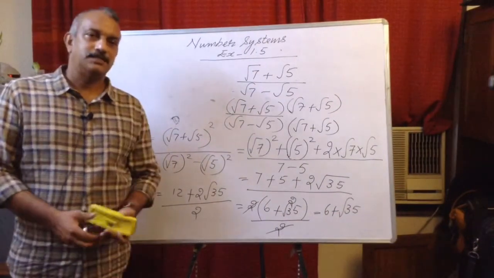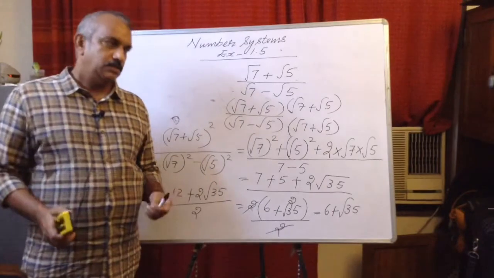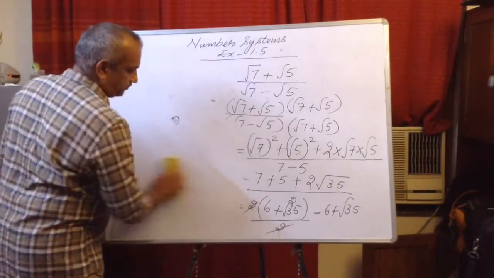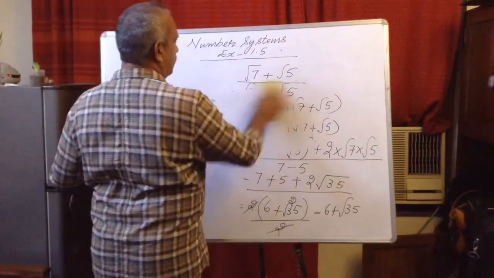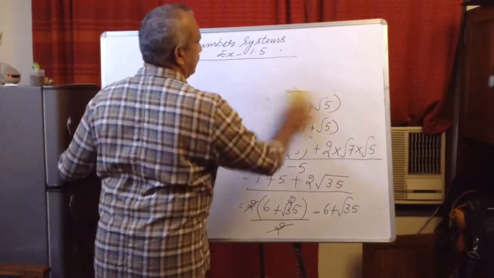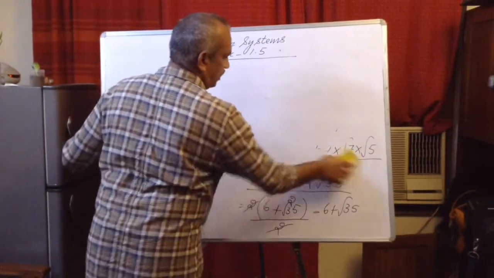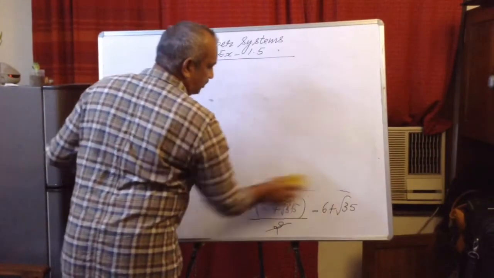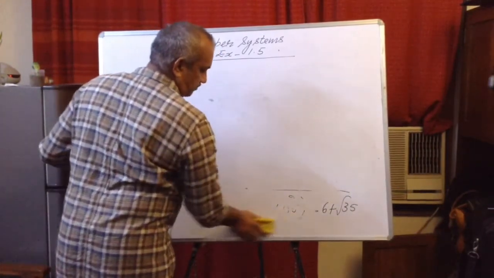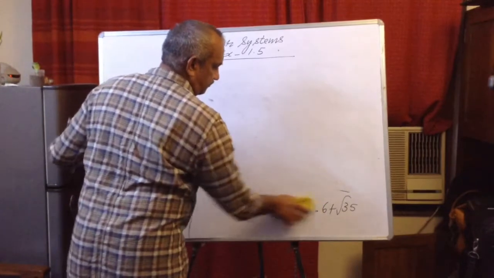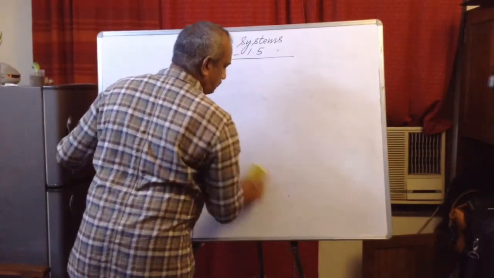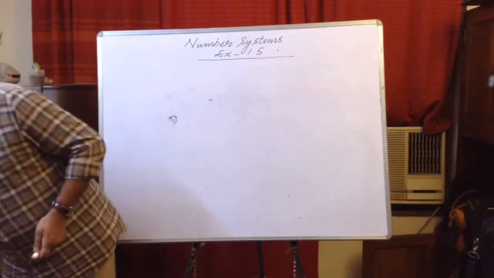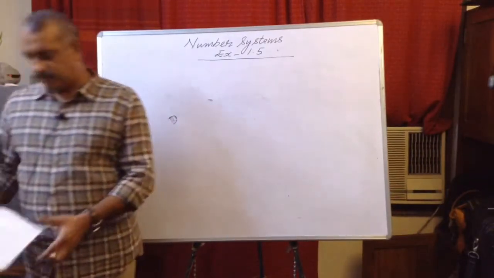So rationalization, there are two cases: when the denominator is monomial and when the denominator is a binomial. If it is monomial, directly multiply. If it is binomial, if it is in the form a plus b, multiply by a minus b. If it is in the form a minus b, multiply by a plus b. Multiply both numerator and denominator. Now we will start with the exercise.